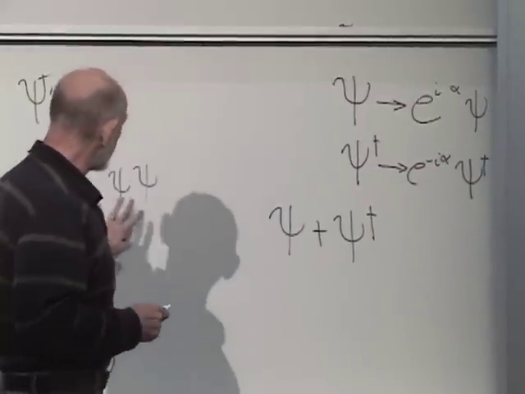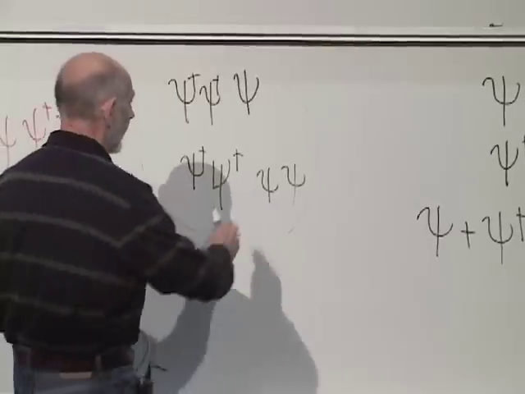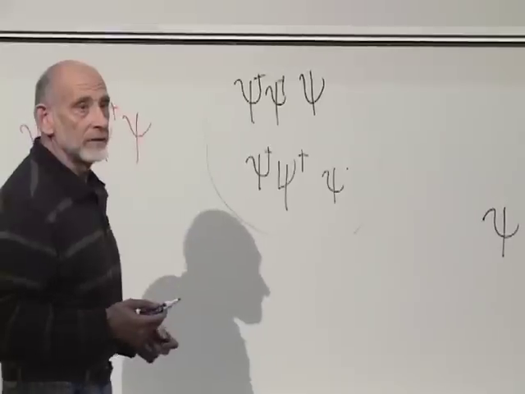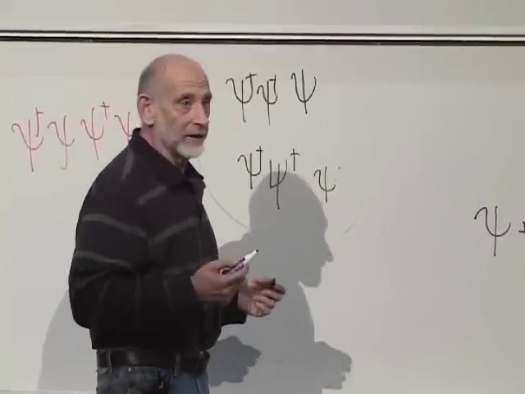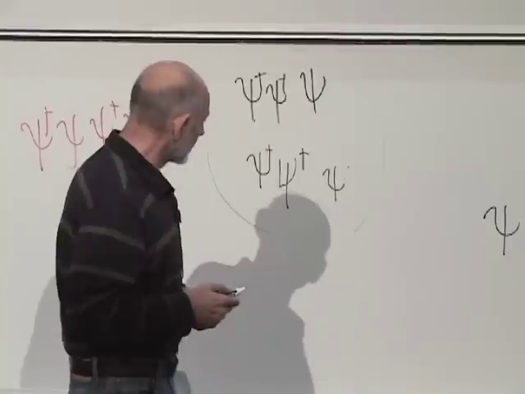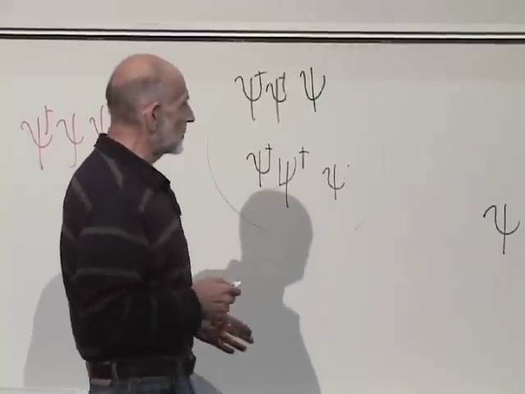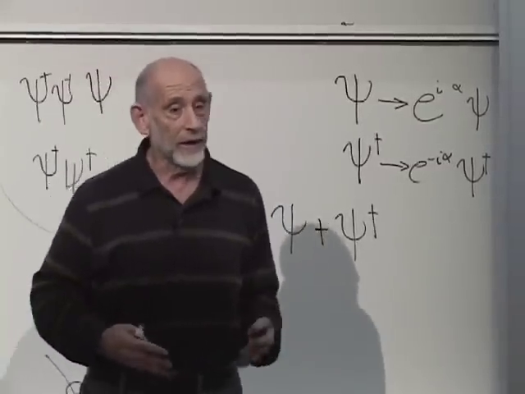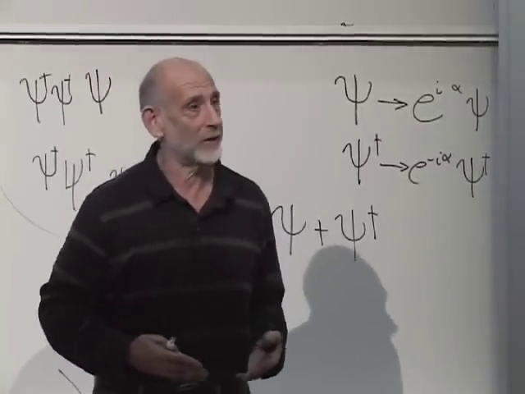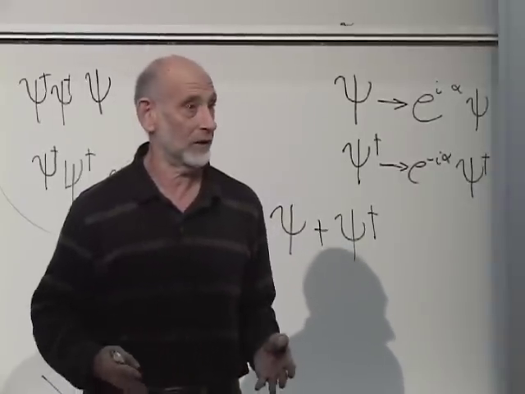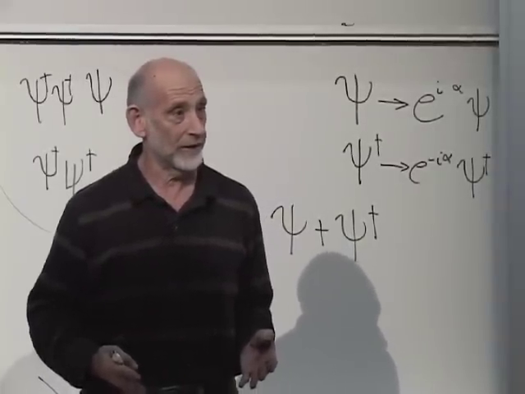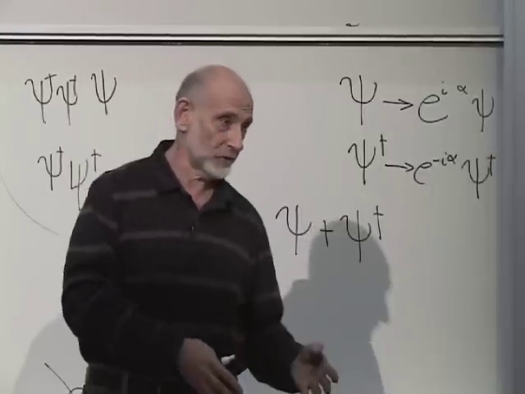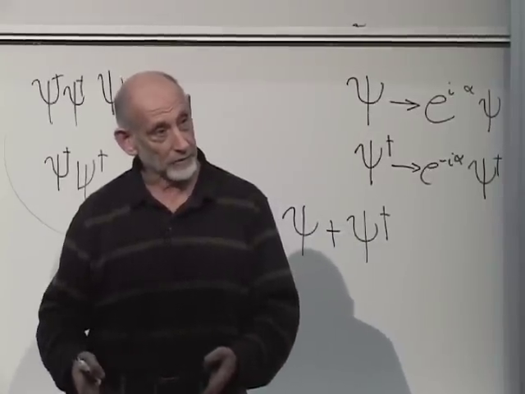If they have different numbers of psis and psi daggers, let's take a case: psi, psi dagger, psi dagger. If they have equal numbers of psis and psi daggers, it's phase invariant and it conserves charge. If it has different numbers, it's not phase invariant and it doesn't conserve charge. So we're just observing that when it's phase invariant, it conserves charge. When it's not phase invariant, it doesn't.